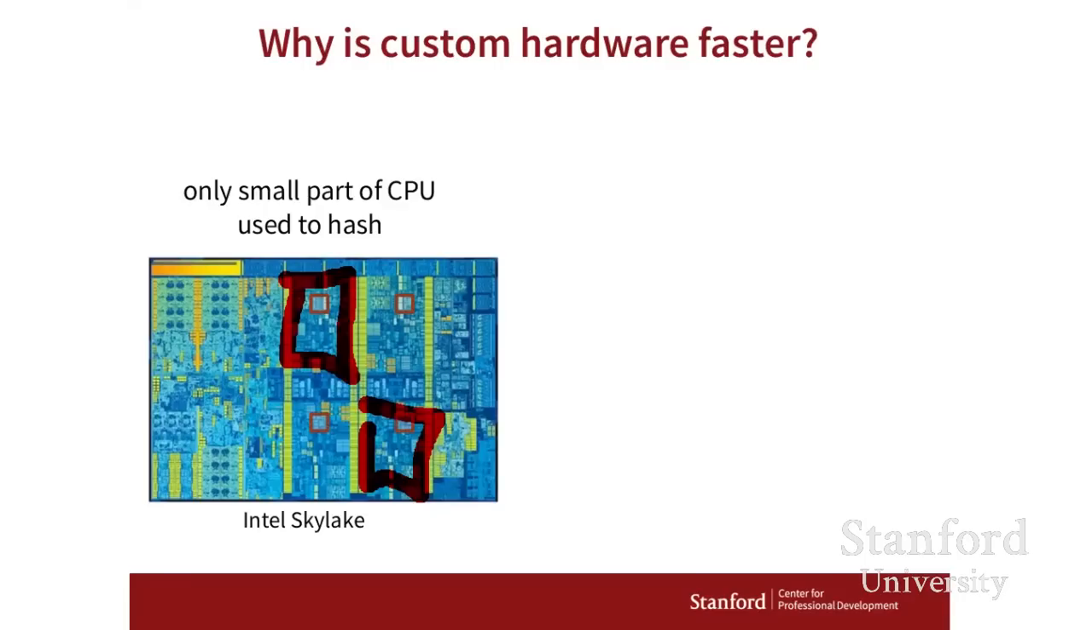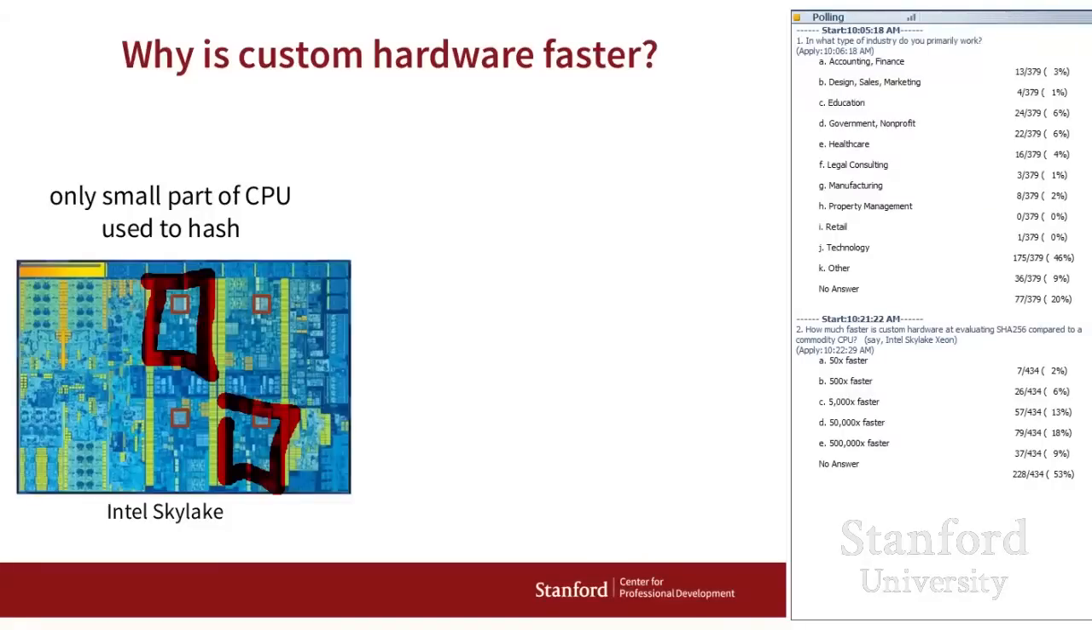So it should be very clear that if all I want to do is just do a dictionary attack, I would never use an Intel processor off the shelf, because very little hardware and very little silicon in the processor is actually used to evaluate SHA-256. So my question to you was, how much faster would commodity hardware be compared to an Intel processor? And let's see what you guys answered.